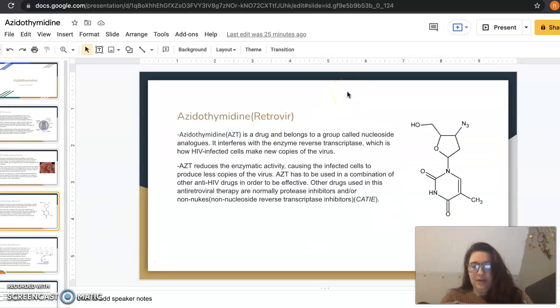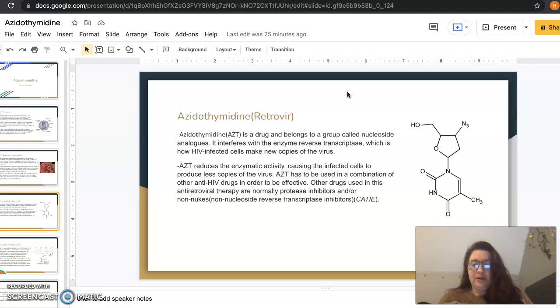Azidothymidine, or Retrovir as it's known, is a drug that belongs to a group called nucleoside analogs. It interferes with the enzyme reverse transcriptase, which is how HIV infected cells are able to make copies. AZT reduces the enzymatic activity, causing the infected cells to produce fewer copies of the virus. It has to be used in combination with other anti-HIV drugs in order to be effective. By itself, it doesn't work as well.